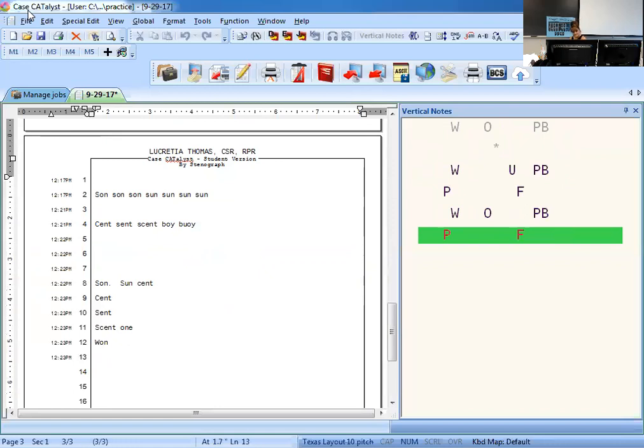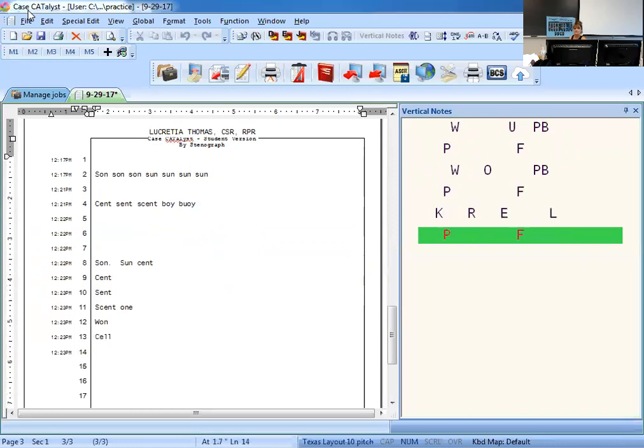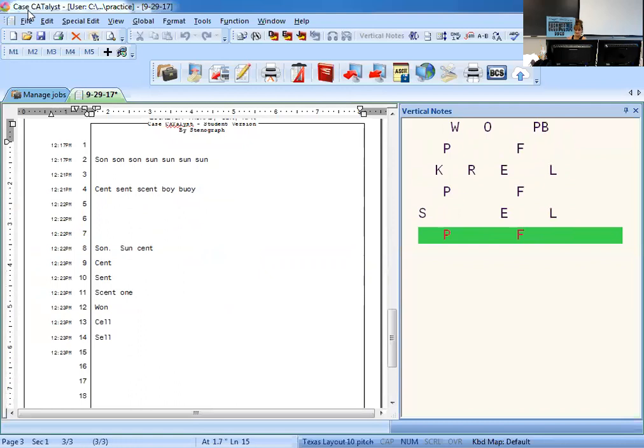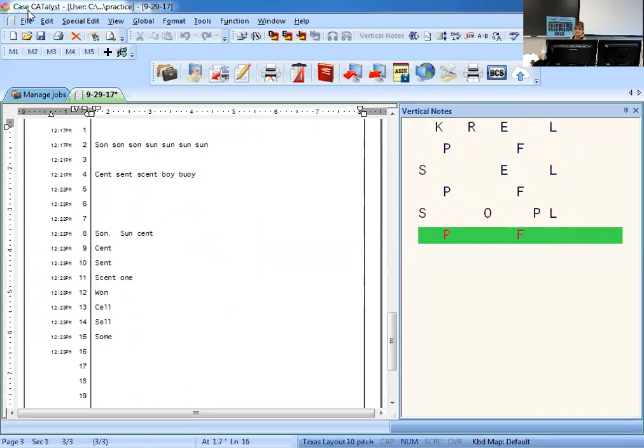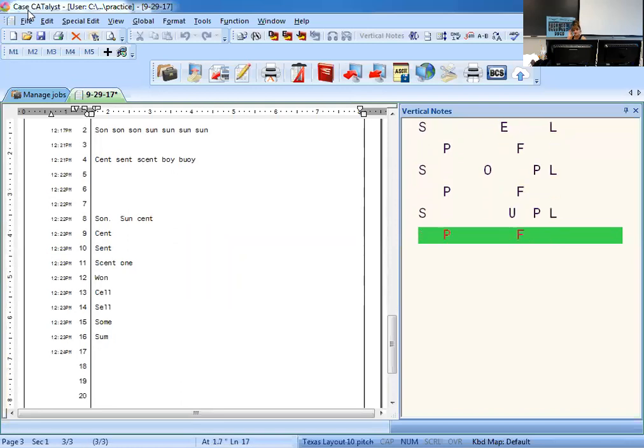We've got sell, as in the cellmate, K-R-E-L. You have to differentiate with the spelling. And then to sell a house, S-E-L. We've got some. I want some of those, S-O-M. Take advantage, it's spelled S-O-M-E in English, steno S-O-M. Sum, what is the sum total? S-U-M. Take advantage of how the word is spelled.